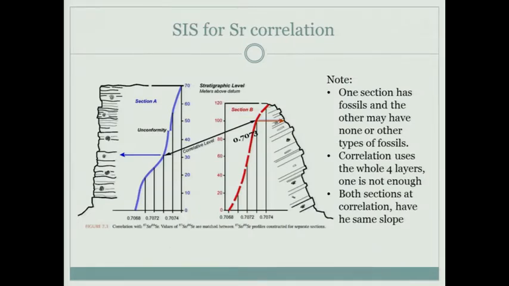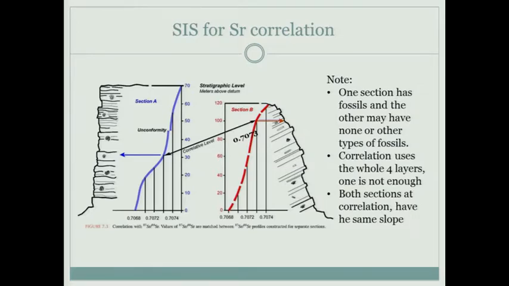Here's an example. If you have a section here which has very nice foraminifera all along, very well set, and no problem with it, then you analyze, let's say, four points along this section, as you can see here, these 4 lines. And you want to correlate section A with section B. One section has a fossil, and the other may have other fossils or none, or not indicative fossils. And the correlation uses all 4 numbers.